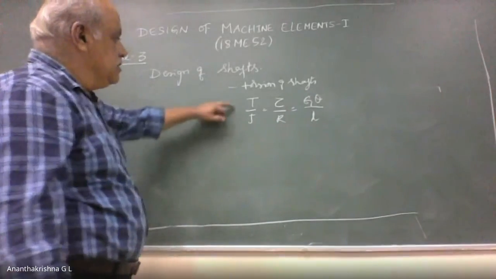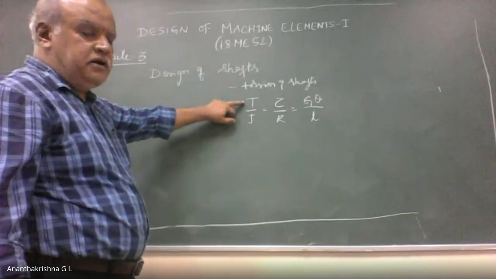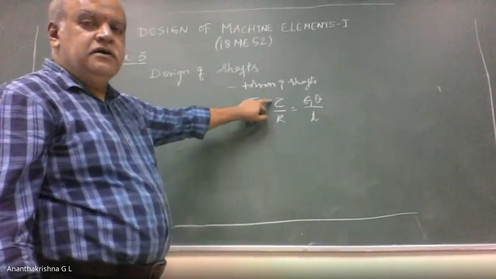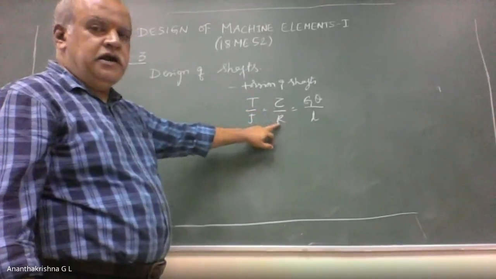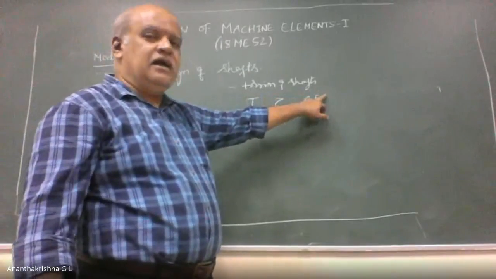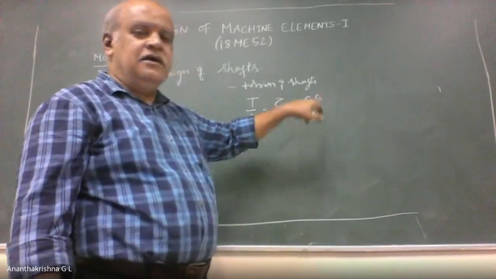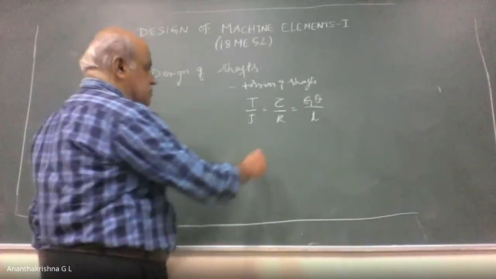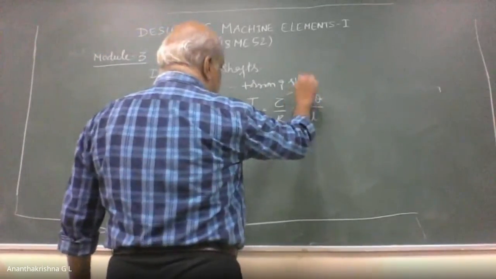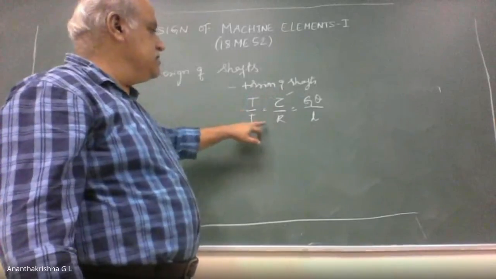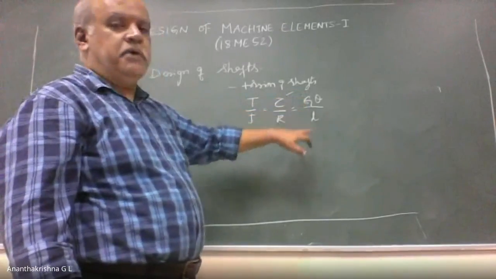Where T is torsional moment, J is polar moment of inertia, tau is shear stress, R is radius of shaft, G is modulus of rigidity, theta is angle of twist of the shaft, and L is length of the shaft. So from here we normally find out the diameter of the shaft using T by J is equal to tau by R or G theta by L.